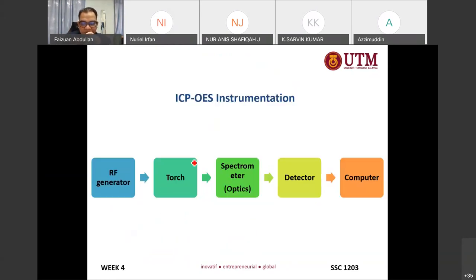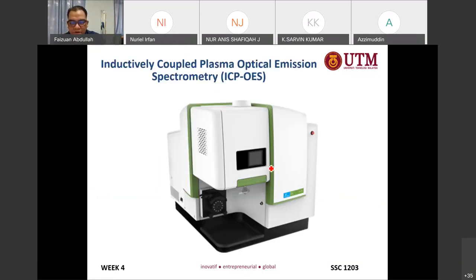So the instrumentation diagram is: RF generator. For the plasma, we have the torch of plasma, and then we have the spectrometer, the optics, and a detector, and the computer will translate the signal into concentration. This is an example of ICP-OES that we have. We also have this one in our lab.